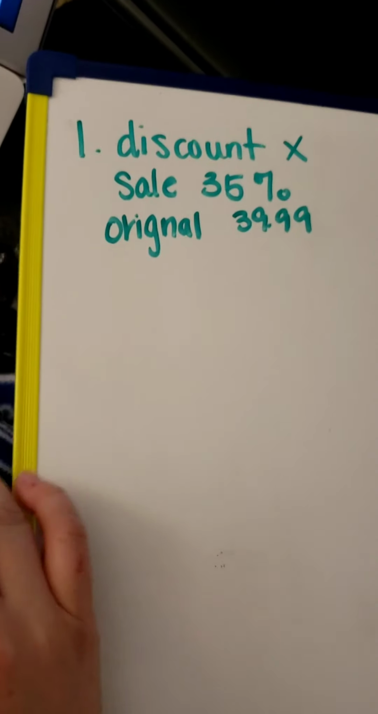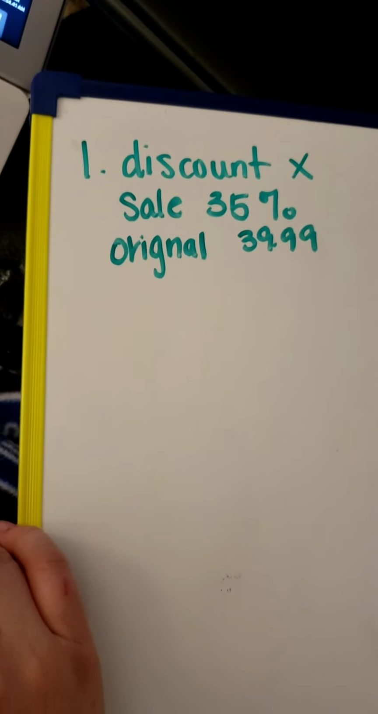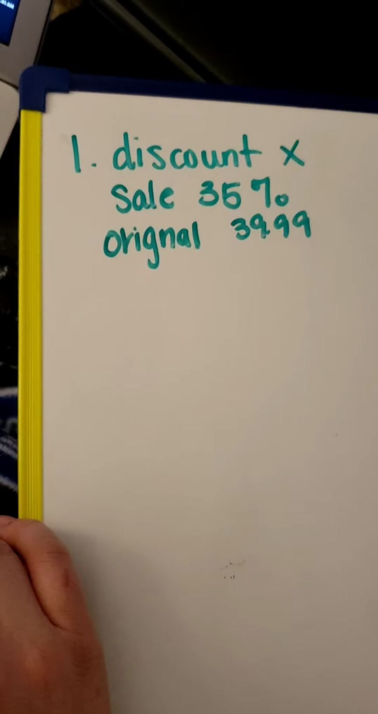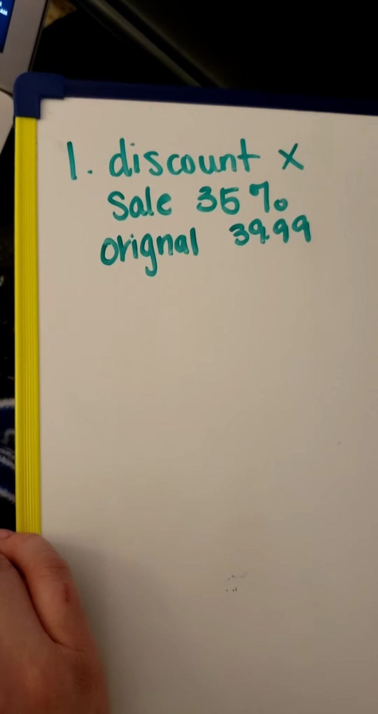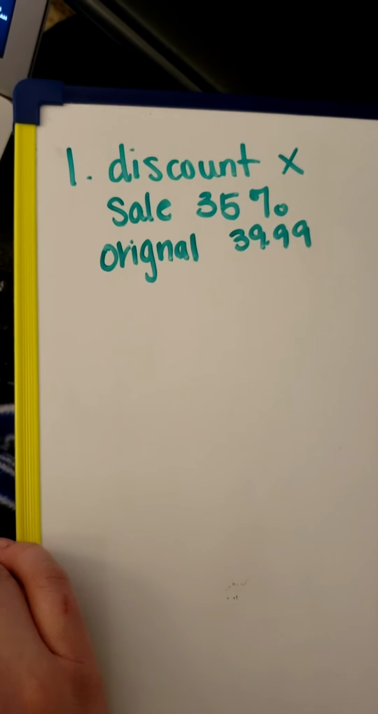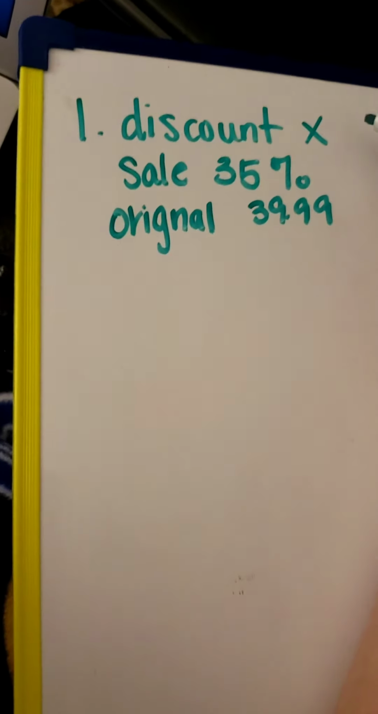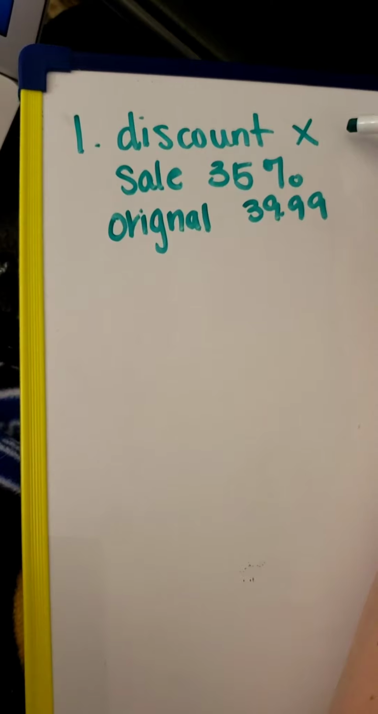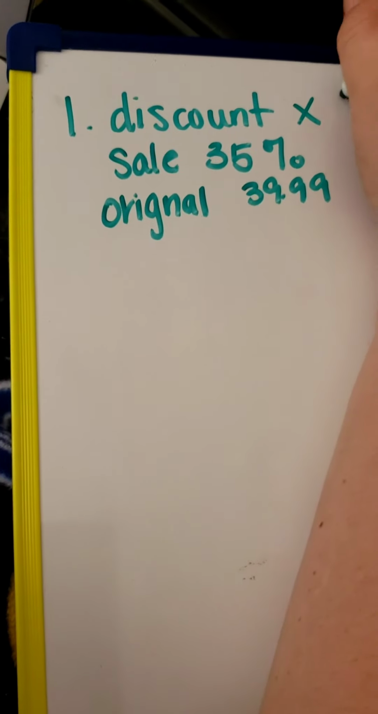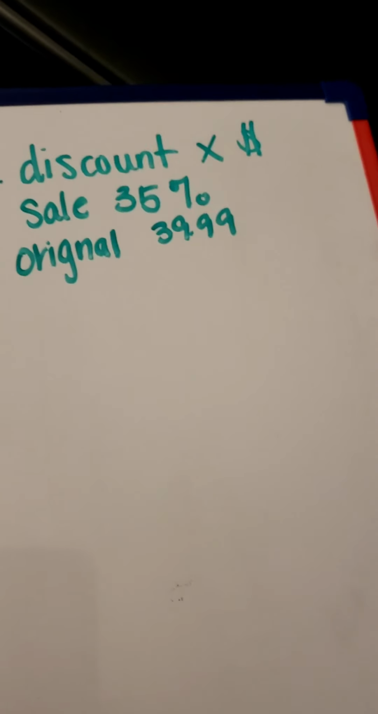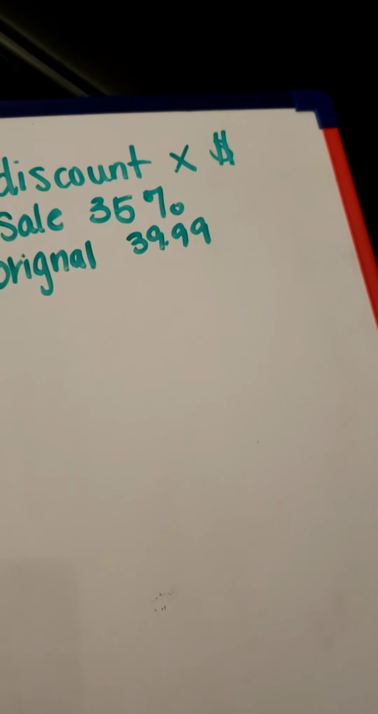All right, so number 1 on our do now: Target is having a Mother's Day sale on clothing. All spring dresses are 35% off regular price. If Norman purchases a dress for his mother that originally cost $39.99, how much will the discount be? Okay, so I laid it out. Discount is what we're looking for, and that's going to be in dollars in the end. Okay, the sale is 35% off.